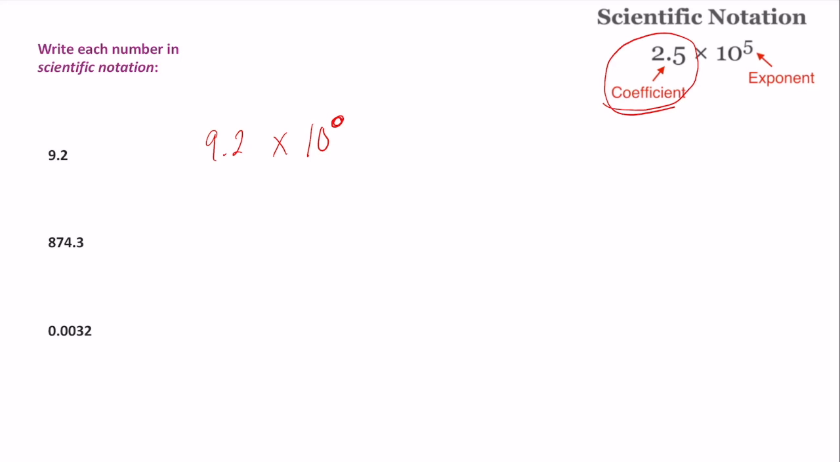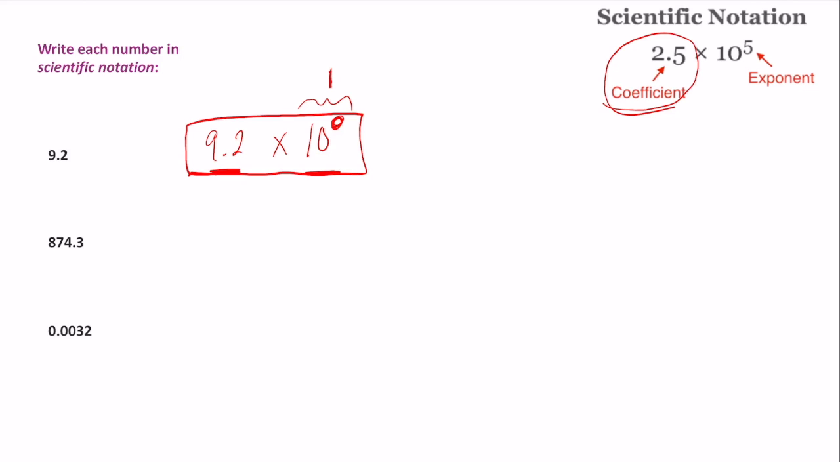So I'll just write 10 to the 0 power. And remember, anything to the 0 power, right, is just 1. So this is like saying 9.2 times 1, which is just 9.2. And so that's why that works. Okay, so that's sort of a tricky one to start out with, but it makes sense, right? We want to move 0 places, so it's a 0 power.